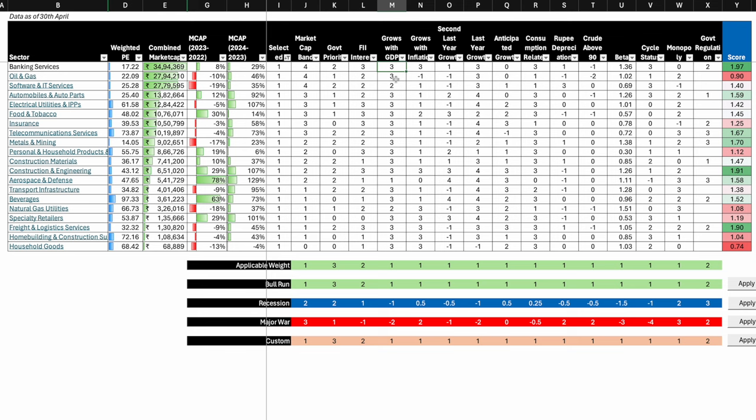Oil and gas, yes, more demand will be there for transportation and hence oil and gas will be required. But again, as GDP increases, we will also go for mass transport. That is why this is 2 and not 3. Transport infrastructure definitely has to grow if GDP has to grow.